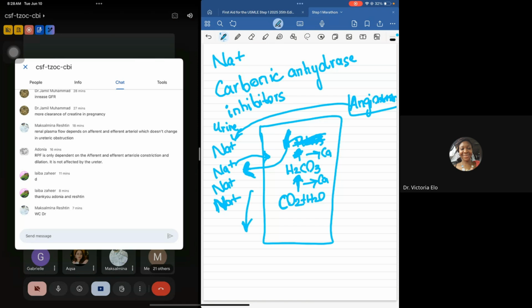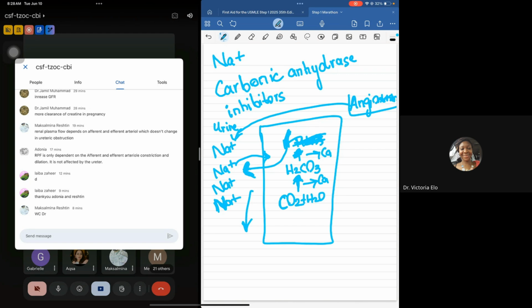And when this does not occur, the sodium is going to get secreted in the urine, right? The sodium is going to get secreted in the urine. The H positives are going to increase as well, so you're going to get metabolic acidosis, and you're going to get an increased amount of sodium in the urine, and there is going to be diuresis as well. That is why carbonic anhydrase inhibitor is known as a diuretic.